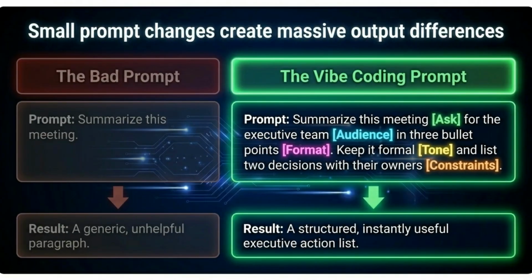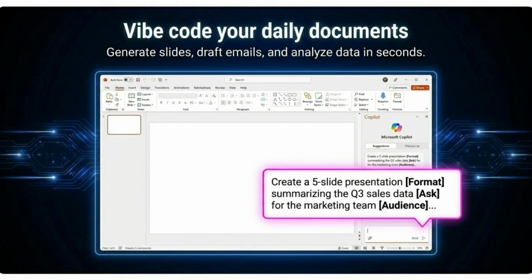A bad prompt results in a generic paragraph. A vibe coding prompt, including all 5 elements, yields a structured, instantly useful action list. You can vibe code your daily documents. This allows you to generate slides, draft emails, and analyze data in seconds. For example, you can create a 5-slide presentation summarizing sales data for the marketing team.